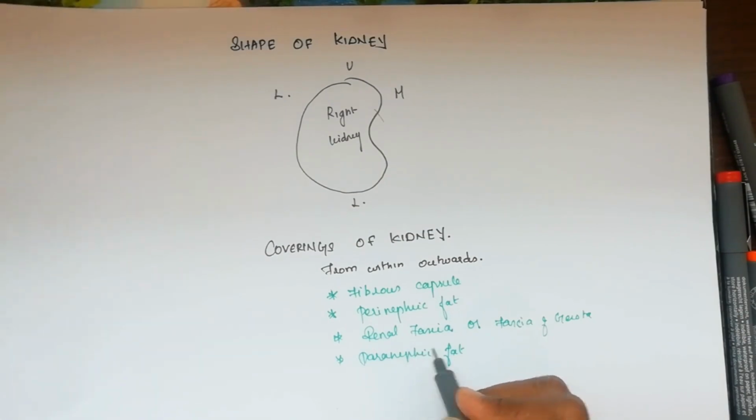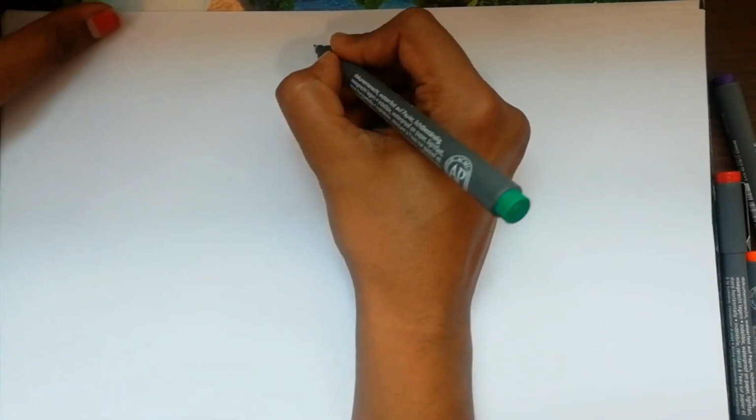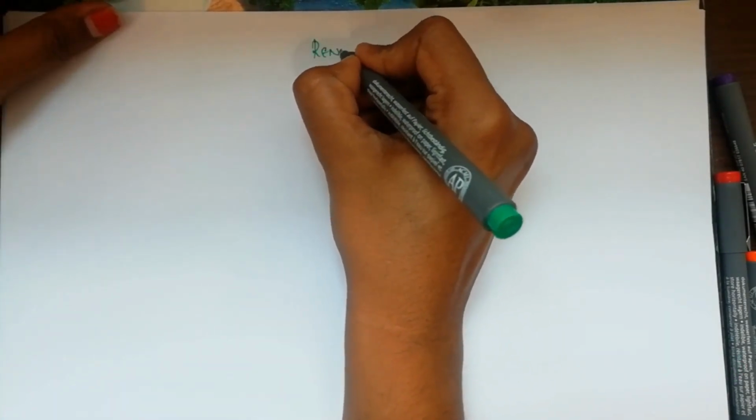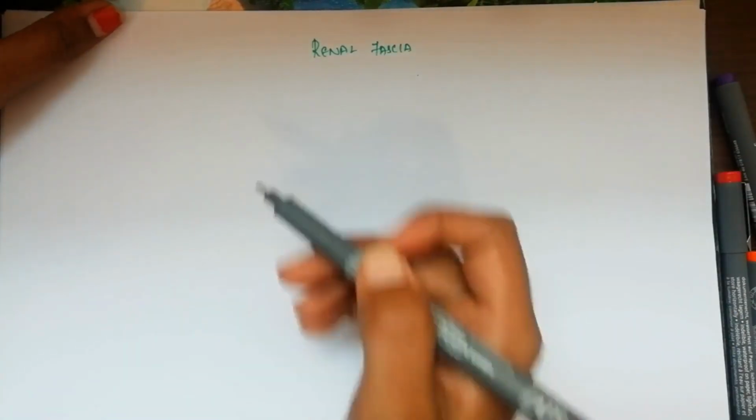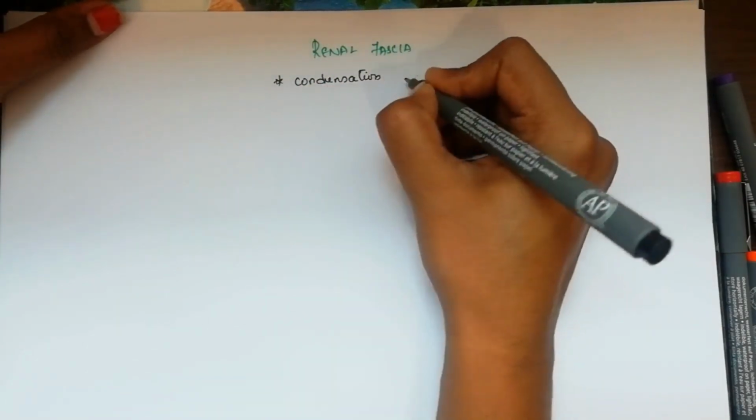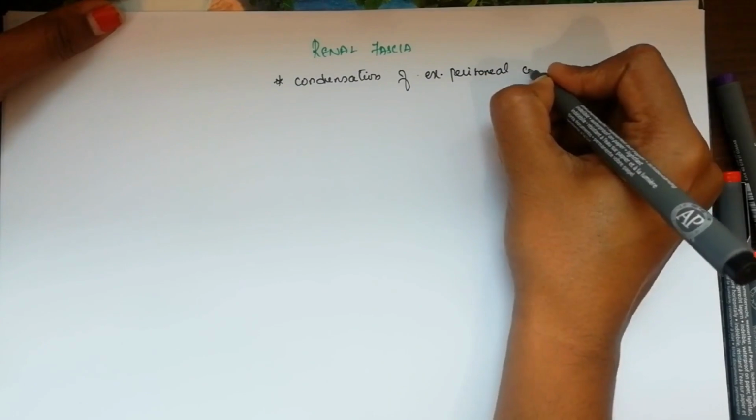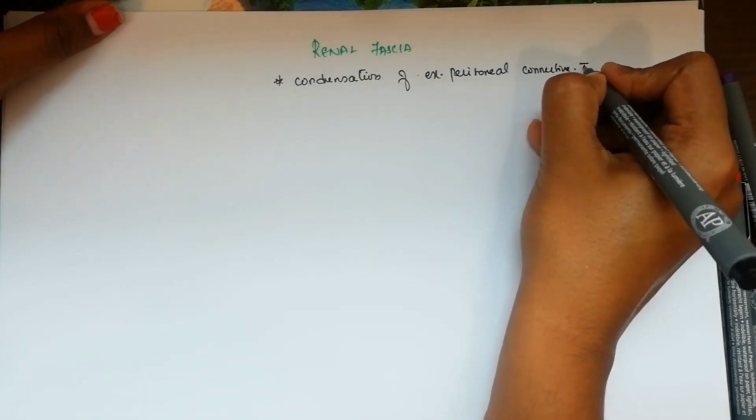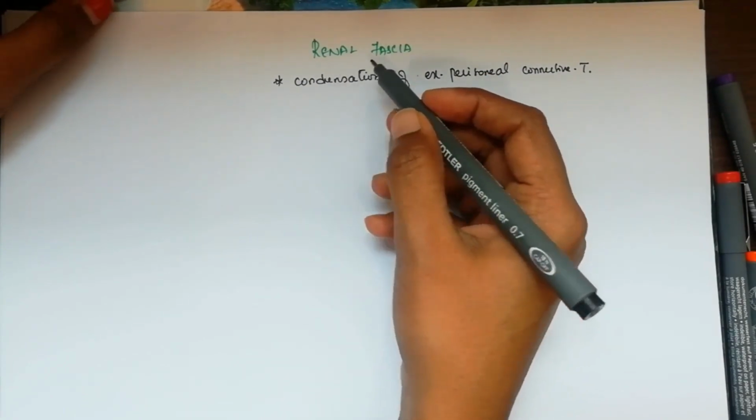Talking about renal fascia, which is otherwise known as fascia of Gerota, this fascia is a condensation of extraperitoneal connective tissue. So the extraperitoneal connective tissue forms a condensation around the kidney. We call that renal fascia.